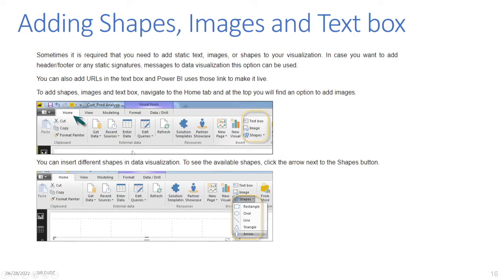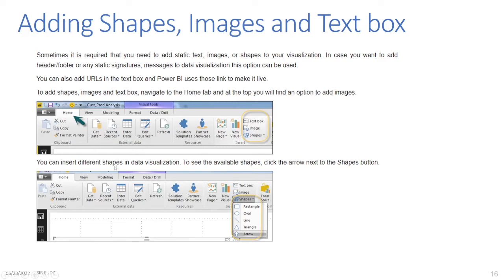Adding shapes, images, and text box. Sometimes it is required that you need to add static text, images, or shapes to your visualization. In case you want to add header, footer, or any static signatures, messages to data visualization, this option can be used. You can also add URLs in the text box, and Power BI uses those links to make it live. To add shapes, images, and text box, navigate to the Home tab. At the top, you will find an option to add images.